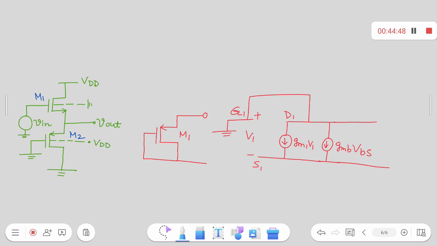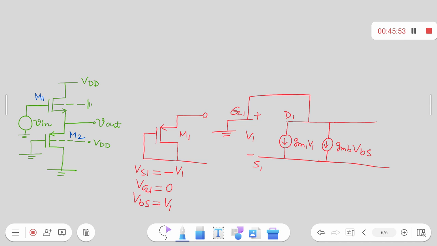What is VBS then? Minus VS. VS means what? So VS1 is what? VG1 is equal to 0, right? So with respect to that, what is VS1? If it is 0, that difference is V1, so VS1 is minus V1. So what is your VBS? 0 minus VS1. That means V1.